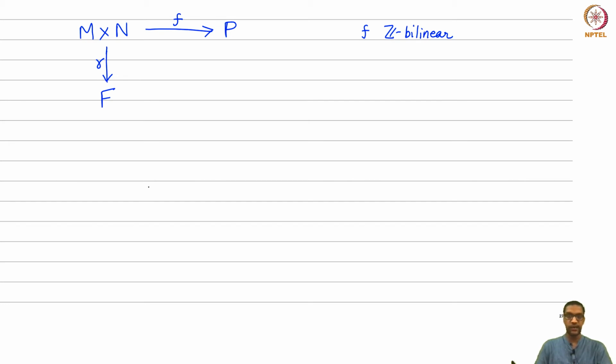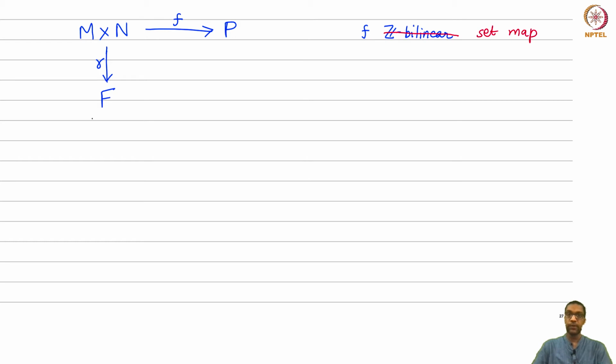Okay, now look at this diagram. F is Z bilinear, but at the moment let me not worry about that. F is just a set map. I will only think of it like that. I'll come back to the Z bilinearity. So it's a set map.